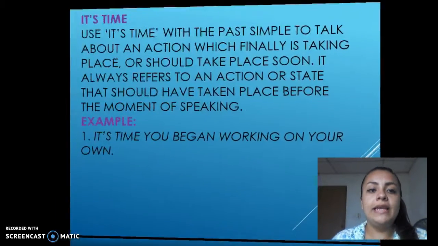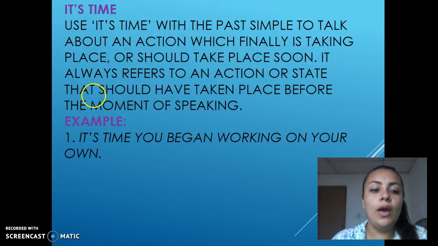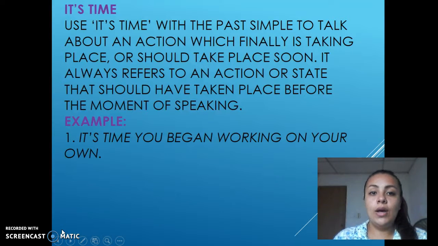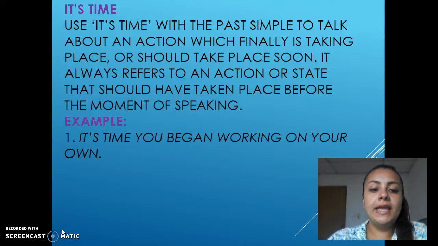The other form is "it's time." You have to use "it's time" with the past simple to talk about an action which is finally taking place or should take place soon. It always refers to an action or state that should have taken place before the moment of speaking. For example, it's time you began working, or another example can be, it's time we changed to a new internet service provider.